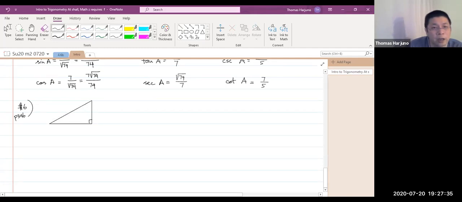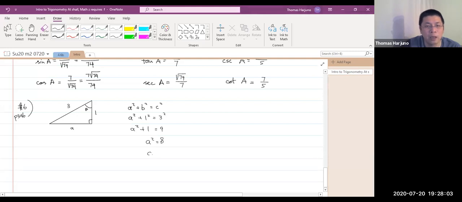And then we have theta here. This is 3, this is 1. Okay, let's call this A. So A squared plus B squared equals C squared. A squared plus 1 squared equals 3 squared. A squared plus 1 is 9. So A squared is 8. A is square root of 8, which is 2 square root of 2.